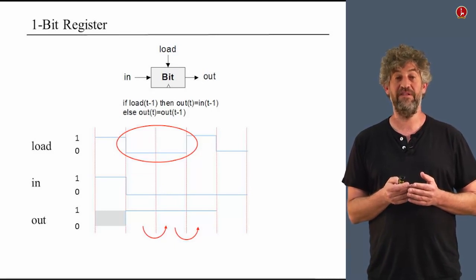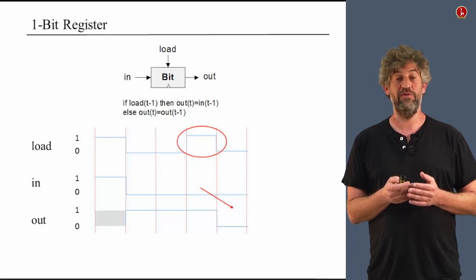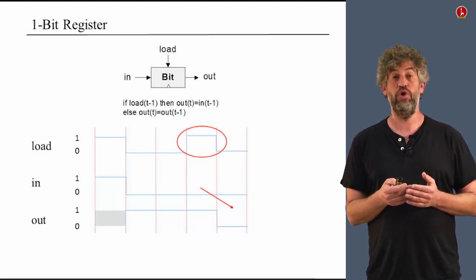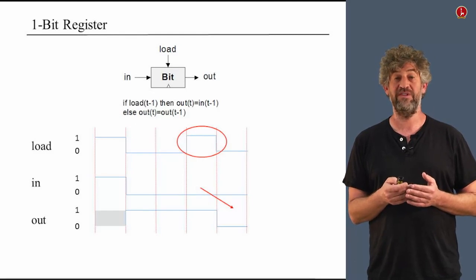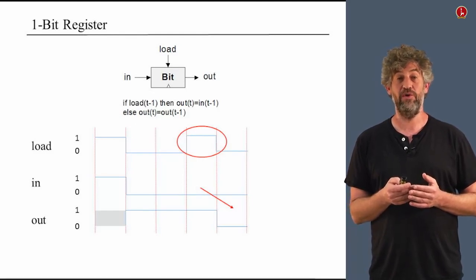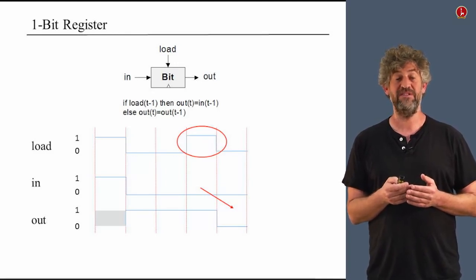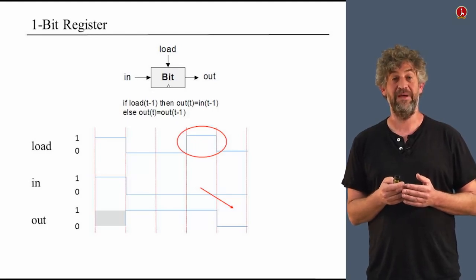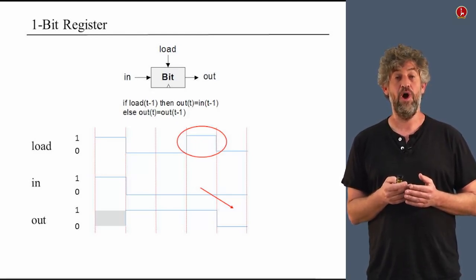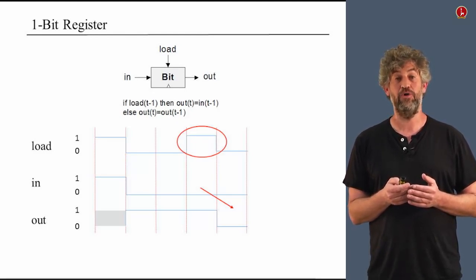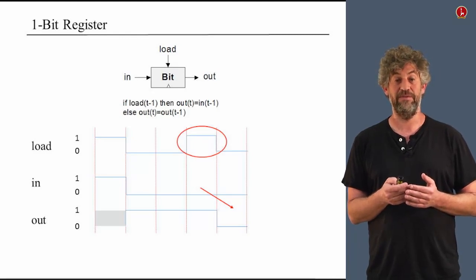Now let's see what happened at the 4th time unit. At the 4th time unit, load goes up to 1, so now we're asking the chip to load a value again, and the value that we load is the value of in right now, which is the value at time 4, which is 0. Notice that we asked to load at time 4, but this will only affect the output at time 5, because the output at time 5 is changed to the input at time 4 only if load at time 4 asked it to do so. So that means that at time 5 our output will go down to 0 as planned. So this is the intended functionality of the 1-bit register.